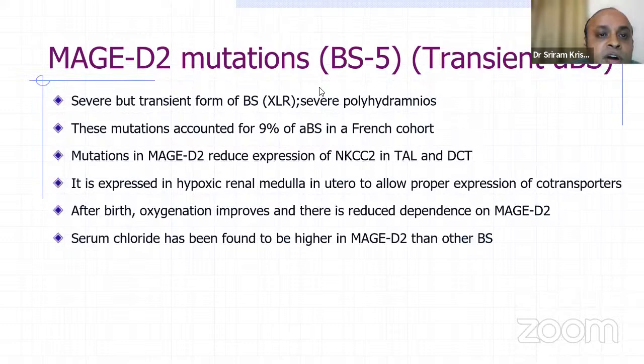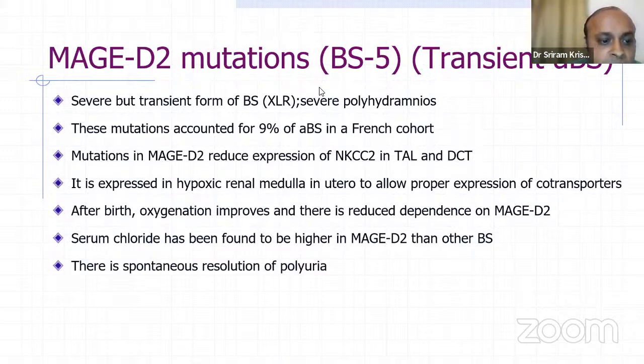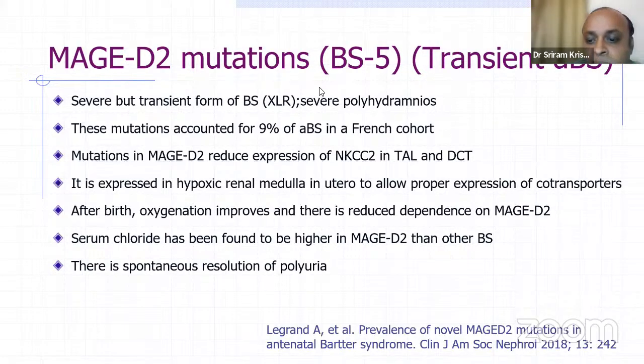Serum chloride has been found to be highest in MAGE-D2 than other types of Bartter. You would recall that I had mentioned that serum chloride is lowest in Bartter syndrome type 3. And there is spontaneous resolution of polyuria in Bartter syndrome type 5. This is the French series where in about 9% of antenatal Bartter, this was found.